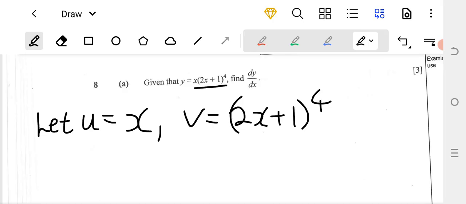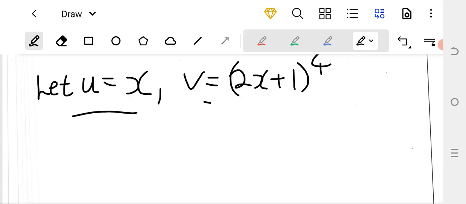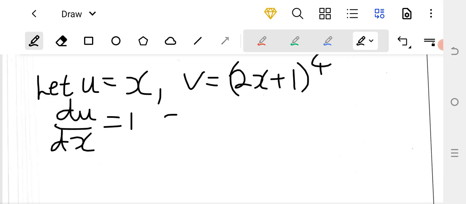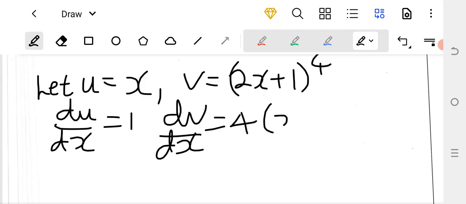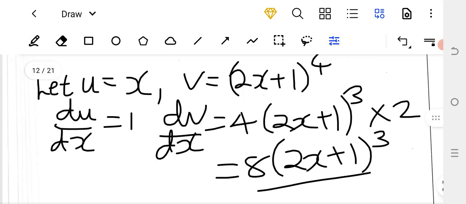Raised to the power 4. To continue, we'll differentiate this new function and this function by itself, the way they are looking. So du/dx is equal to 1, then dv/dx, if you differentiate, I hope you are following when I was teaching on differentiation, 2x plus 1 raised to the power 3 times 2. So it's going to be 8 multiplied by 2x plus 1 raised to the power 3 as your final answer for your dv/dx.